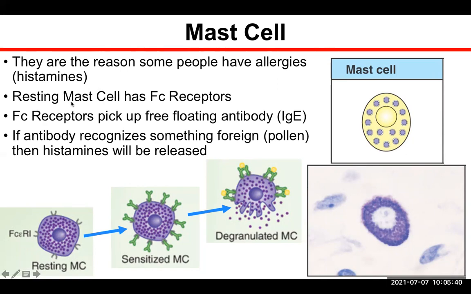I'll highlight this again tomorrow when we're talking about antibodies, but a lot of the innate immune cells have these things called Fc receptors. What the Fc receptors do is they pick up free-floating antibody that's floating in the blood. And mast cells in particular interact with this antibody called IgE. There are 5 antibodies total that our body is able to make, and I'll highlight those tomorrow. But just as a preface, mast cells only recognize and bind to IgE.